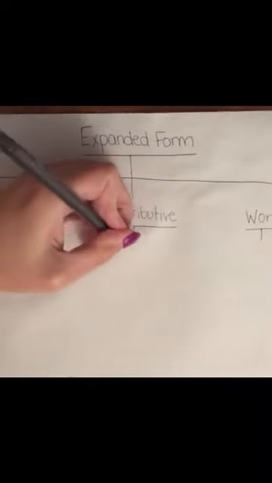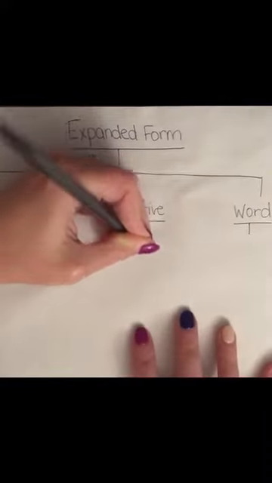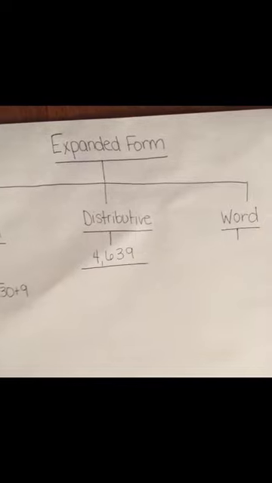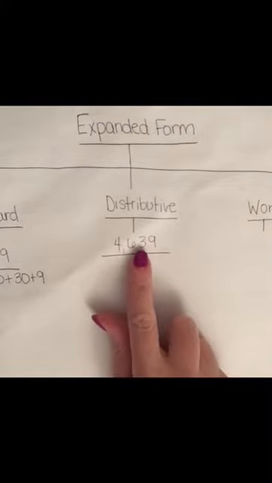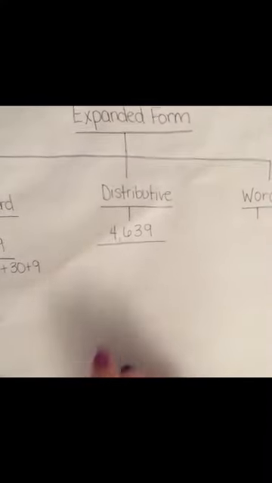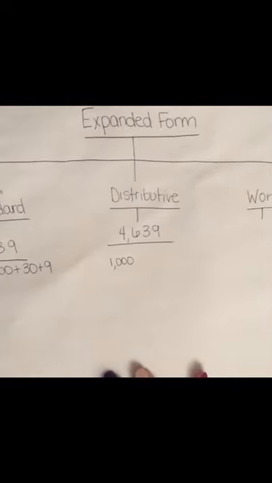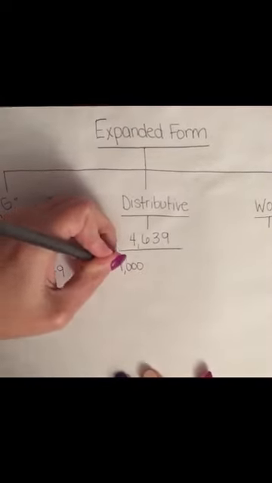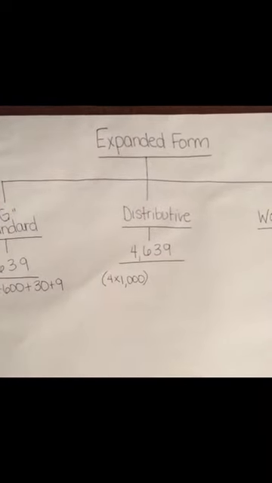Next is the distributive method. Now I'm going to take the same number, 4,639. Now in the distributive, we break it down by place value. So we look, okay, the first value, this is the ones, tens, hundreds, thousands. So we're going to write out 1,000. And then you ask, how many thousands are there? 4. So we're going to multiply 1,000 times 4. Group it together with the parentheses.